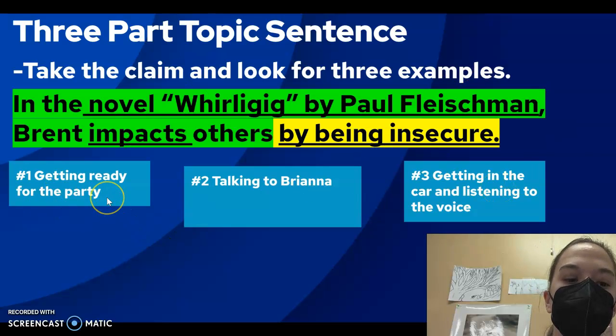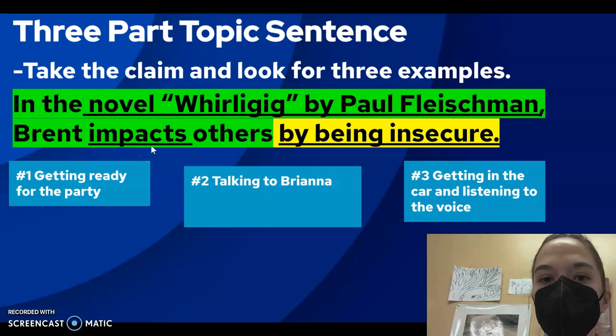So first, he gets ready for the party, right? He's super insecure there. Then when he's talking to Brianna. And then finally, when he gets in the car and he listens to the voice. All of those are examples of him being insecure. All of those do impact other people. So that's going to be the three ideas that I brainstorm.